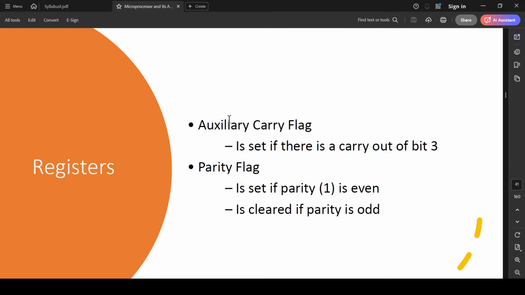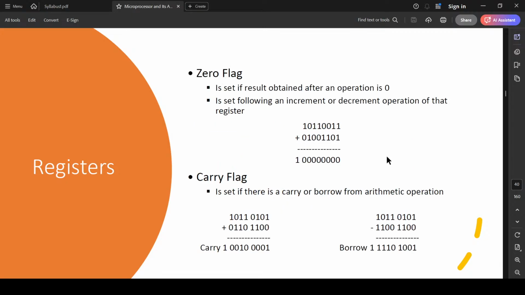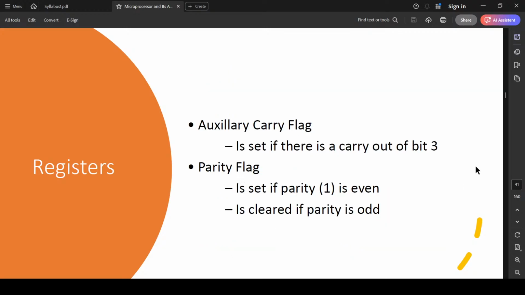Okay, now we have the auxiliary carry flag. Sir, what is this? We just studied the carry flag. Auxiliary is like an aux cable, you can say, but here it means that it will be 1 if there is a carry out of bit 3. This is the carry of only 1 bit. So if the bit 3 carry out is there, it will set to 1.